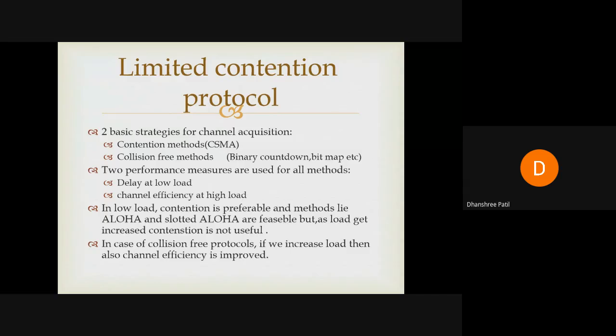Okay, so these are the two performance measures which can be used to measure the performance of your protocol, whatever we have seen. We have seen some protocols like Aloha and slotted Aloha, binary countdown, bitmap protocol, all these protocols, right? But as we know, Aloha and slotted Aloha are working properly only at low load. But if we increase the load, then contention is not useful, because these are not working properly.